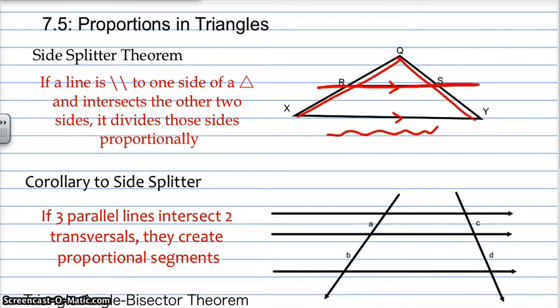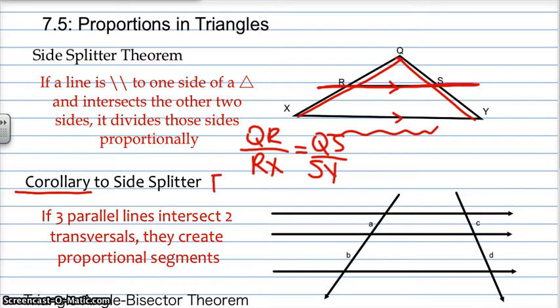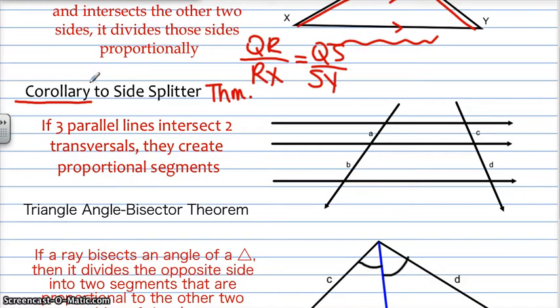Then it says it divides the sides proportionally, meaning the length of QR over the length of RX is going to be equal to the length of QS over the length of XY. Corollary to the side splitter theorem. The idea of a corollary is that it stems from a particular theorem. So because of the side splitter theorem, we can then make the following conclusion.